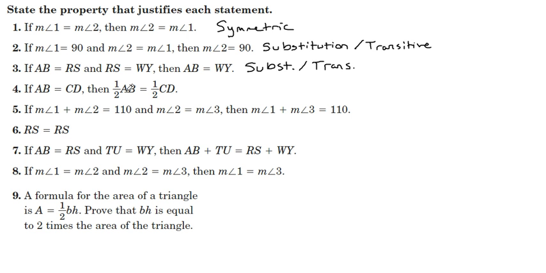Number 4, if AB equals CD, then 1/2 AB equals 1/2 CD. We simply multiplied both sides of the equation by 1/2. We are applying multiplication there.